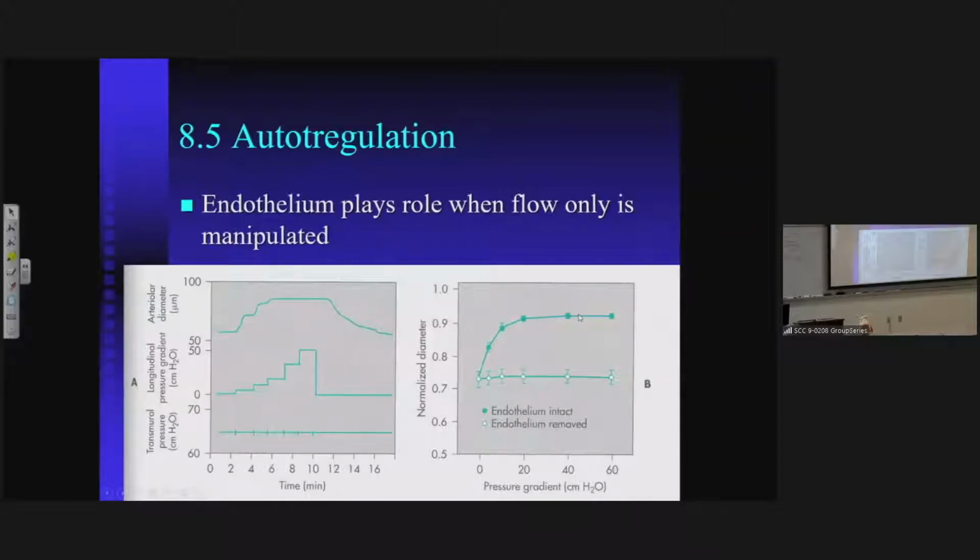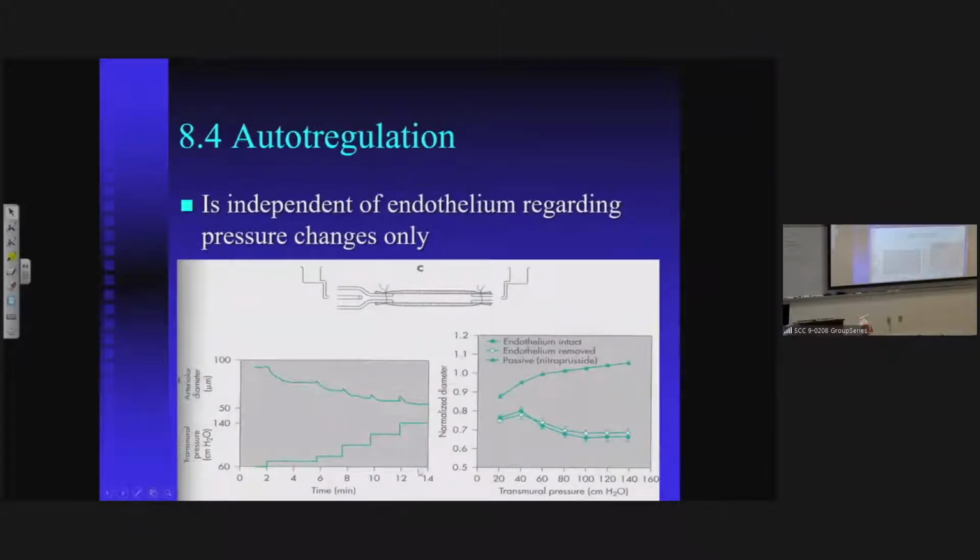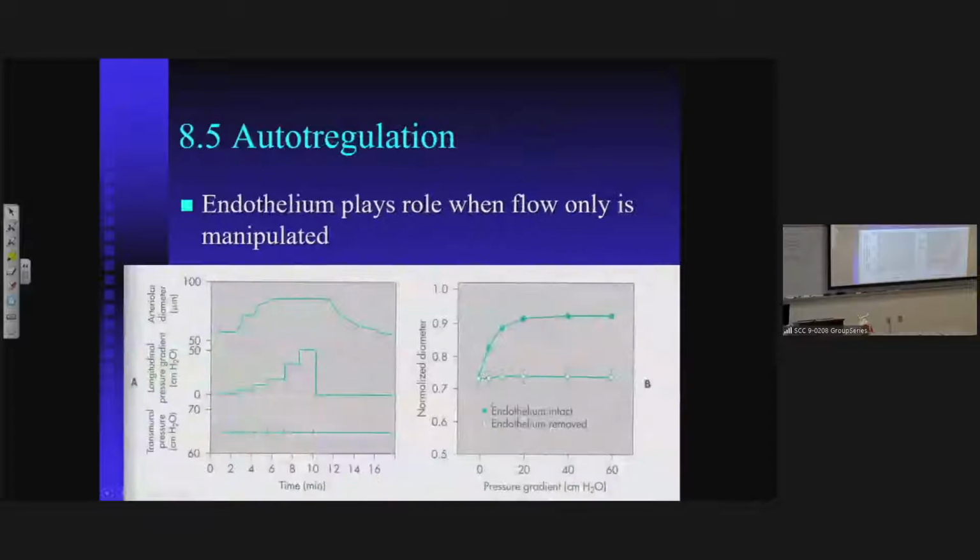There's a diameter increase. So with higher flow, the vessel with the endothelium wants to dilate, which is opposite of the myogenic mechanism, isn't it? Let's back up 2 slides. High pressure gradient causing vasoconstriction, right? High pressure. Now constriction, come forward, here we go. High pressure gradient, this is dilation. So it's the opposite. So let's think, why would that be?